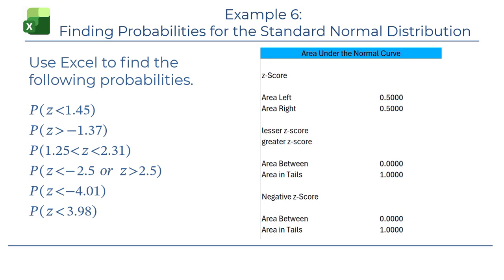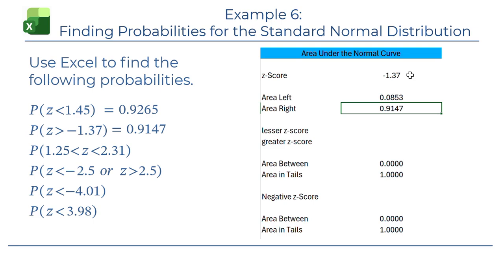Let's finish up with some general practice. So I would like you to press pause and try these questions all on your own, and then we'll go through them together. So the first one, we're just looking for the probability that z is less than 1.45. So I'm going to put my z-score 1.45 right here, and left is less than, so that's 0.9265. For B, z is greater than negative 1.37. So again, that's just a regular right or left. In this case, we're looking for the right, 0.9147.